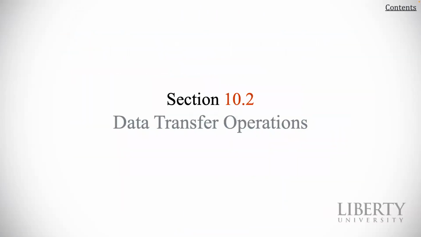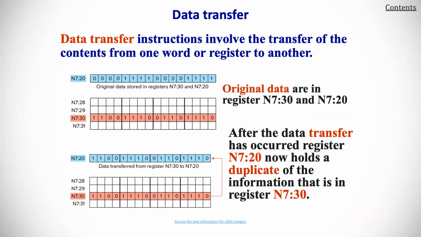So next, let's talk about data transfer operations. Data transfer instructions involve the transfer of the content from one word or register to another. So here it would be the original data where it would be laid out, and after the data transfer has occurred, it moves to another location, which now holds a duplicate of the information that was in the place where it was originally. So these are some of the possibilities of what you can be doing for data transfer.